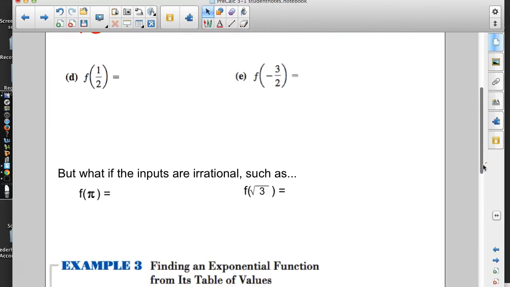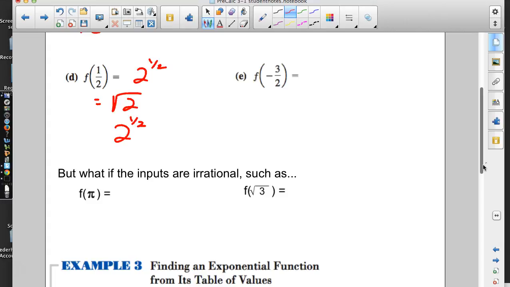Scroll up here. F of 1/2. What on earth does that mean? It is the square root of 2. So we also write it like this, or just leave it as 2 to the 1/2. In calculus, we're actually going to ask you to leave that with a radical right now. But in calculus, sometimes you need to have a power in order to do the calculus. So there will be times when you might want to just use 2 to the 1/2.